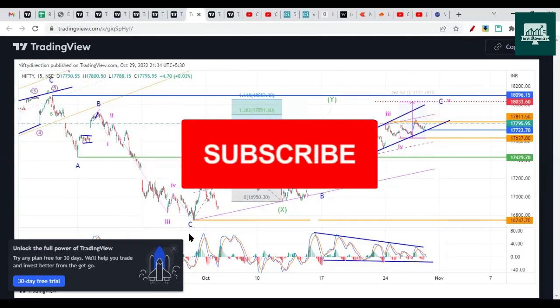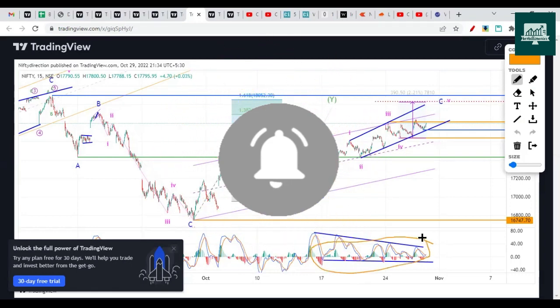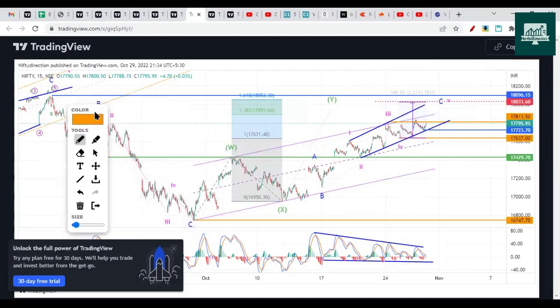So we were on this chart. There is a negative divergence and it is forming a pattern, a triangle or a falling wedge. What we are expecting in this chart is that A and B are completed here, and the final C wave is in progress. C wave's internal 1, 2, 3, 4 are completed, and the final 5th wave could be in progress. The pink wave, the 5th wave, is in progress.